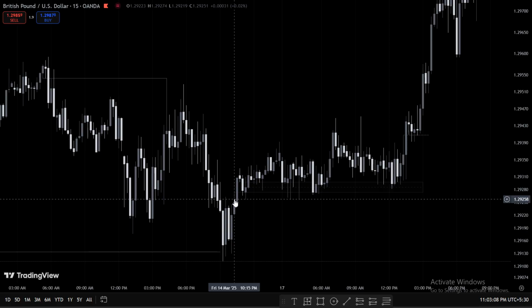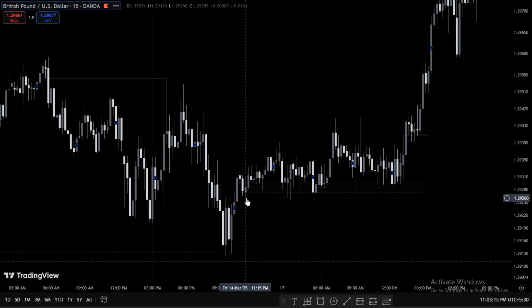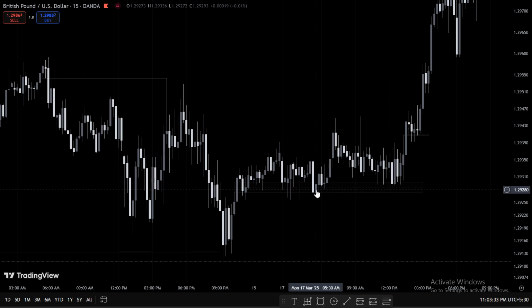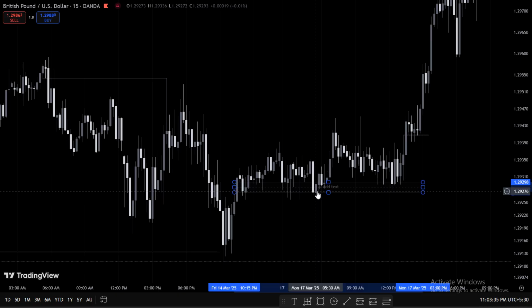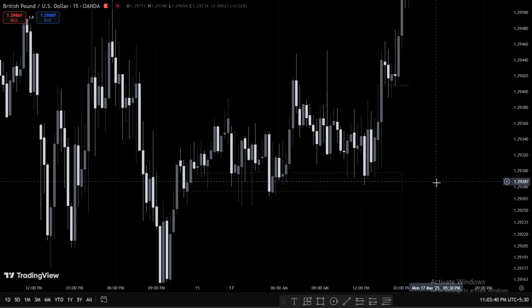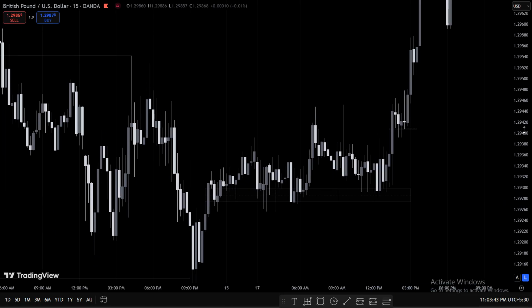Let's see, the high of this candle is 1.29274. Let's see the open of this candle, 1.29274. So it's not going below it. Let's see the close of this candle, 1.29274, and the open of this candle, 1.29273. So it went below in this candle by 0.1 pip.